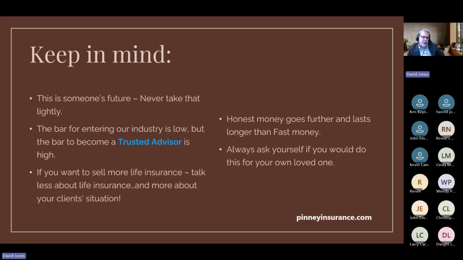And so the bar is low to get a license, but the bar to become a trusted advisor, like I want everyone to be, is high. It takes a skill level, it takes an approach that is different from just push, push, push, sell, sell, sell. If you want to sell more life insurance, talk less about life insurance, more about your client.